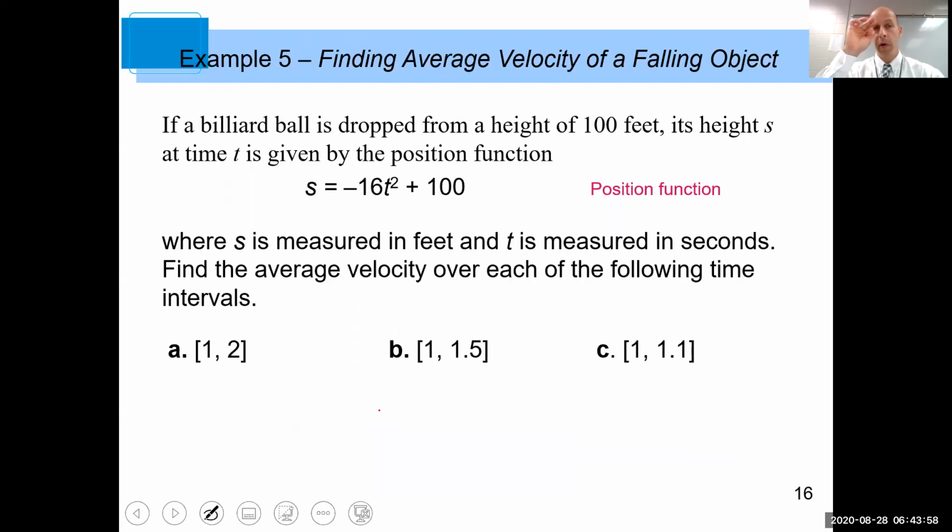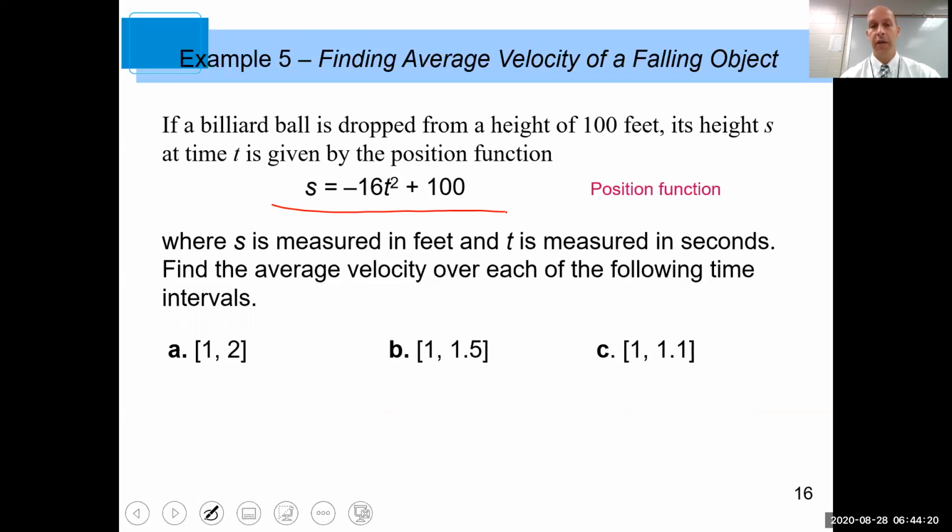So consider a billiard ball that is dropped from a height of 100 feet. Its height s, where s stands for position, at time t is given by the following position function, where s is measured in feet and t is measured in seconds. Find the average velocity for each of the following.